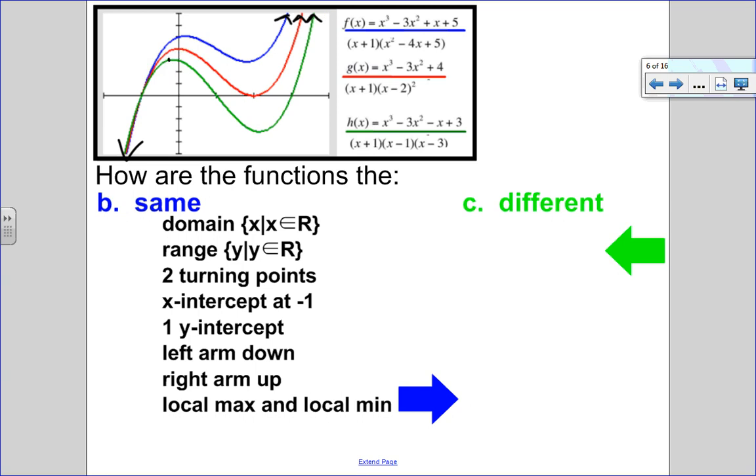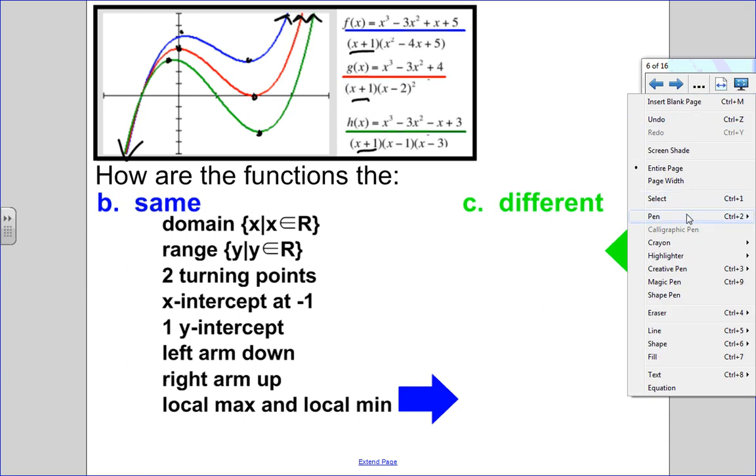So they all have a maximum turning point and a minimum turning point. They all share that x-intercept at -1 because they all have that factor of x plus 1. They all have one y-intercept, and every linear function, quadratic function, or cubic function will have a y-intercept. The left arm is down, the right arm is up, so similar to the end behavior of a linear function, and they all have local maxes and mins. So that's how they are the same.